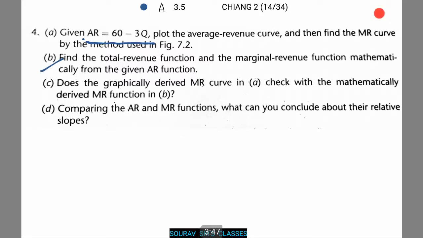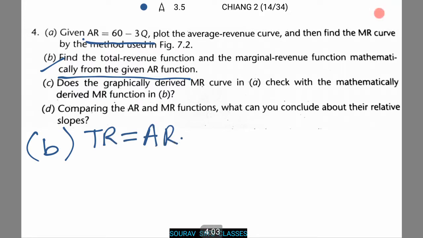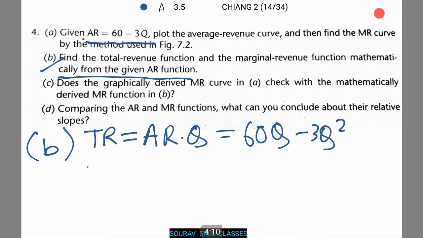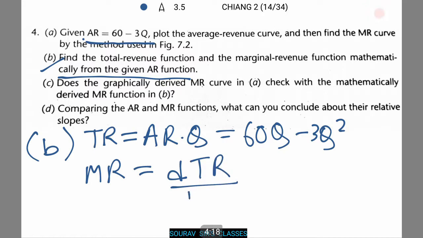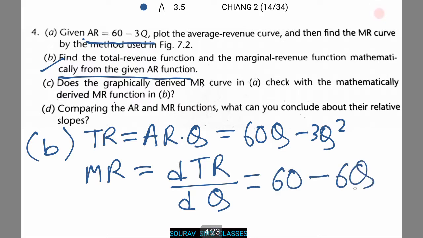We'll start off with question number B. We need to find the total revenue function and the marginal revenue function mathematically from the given AR function. The total revenue function TR is nothing but AR into Q, which equals 60Q minus 3Q square, and the marginal revenue curve is the derivative of the total revenue curve, dTR by dQ, which comes to 60 minus 6Q.